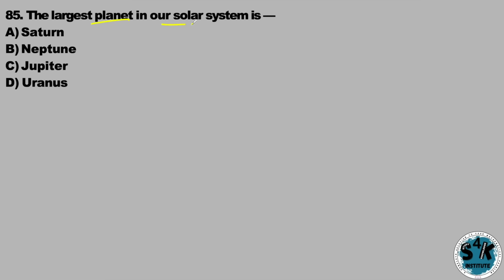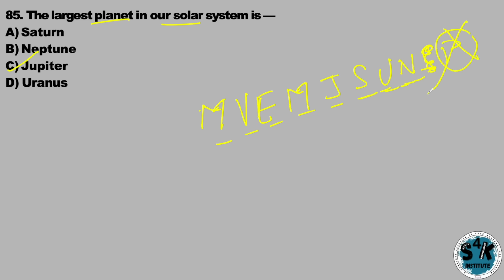The largest planet in our solar system is Jupiter. If you want to remember the sequence of the planets, first is Mercury, then Venus, then Earth, then Mars, then Jupiter, then Saturn, Uranus, Neptune. 1, 2, 3, 4, 5, 6, 7, 8. Pluto was there initially, but it has now been termed a dwarf planet.